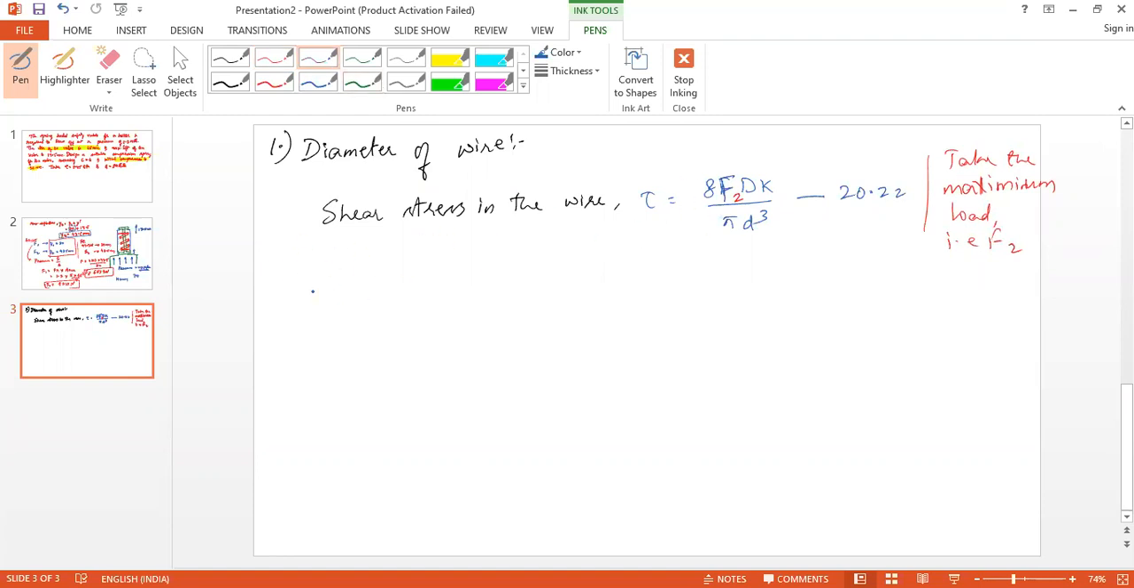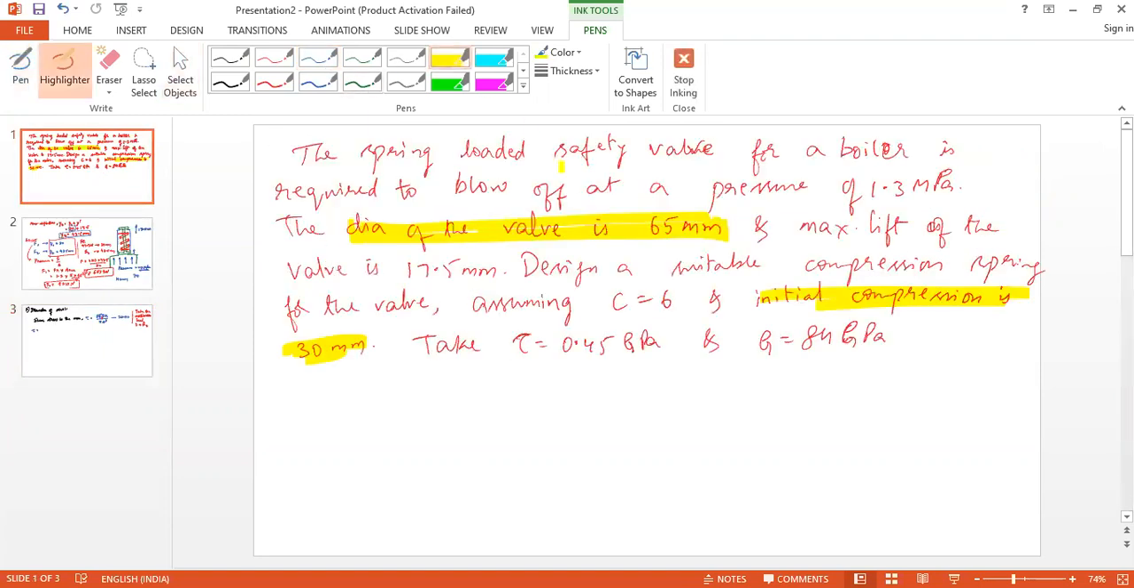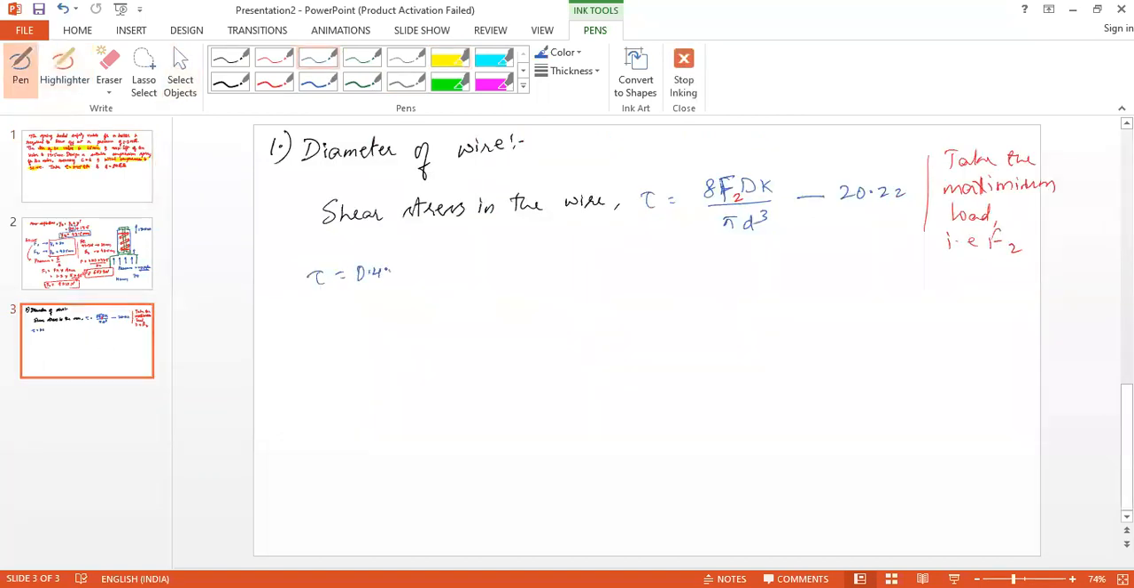Now, some of the values here. How is given in the question as 0.45 gigapascal. So tau is equal to 0.45 gigapascal, or that is equal to 0.45 into 10 power 3 megapascal, that is 0.45 into 10 power 3 Newton per mm square. I can replace this megapascal by Newton per mm square. This we have seen in the last class. And F2 is 6829 Newton.